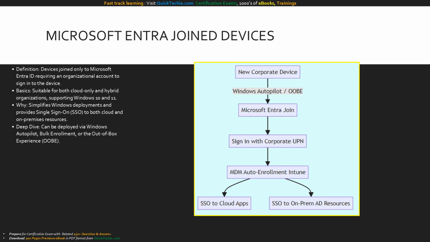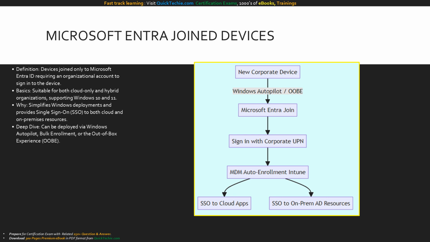Moving to the optimal state for corporate-owned hardware, Microsoft Entra Joined devices. These devices are joined exclusively to Microsoft Entra ID, meaning the user must sign in to the device using their organizational Microsoft Entra account. This method is enterprise-ready and suitable for organizations of any size. The massive benefit here is that it simplifies device provisioning. You can ship a laptop directly to an employee, and using Windows Autopilot or the out-of-box experience, they join it directly to Entra ID from their living room.